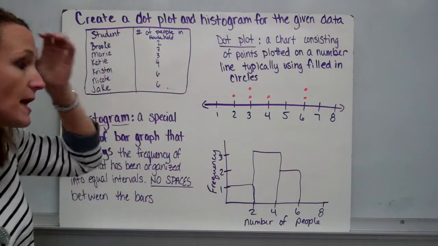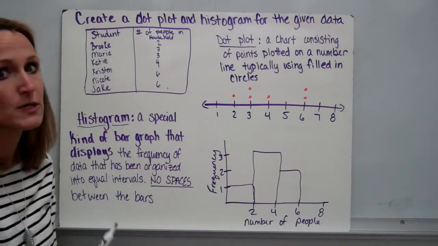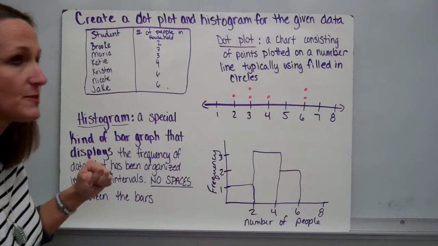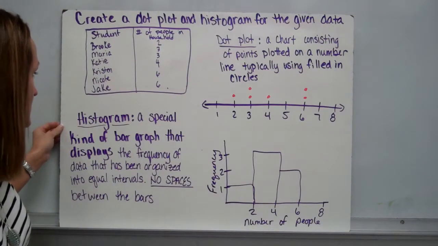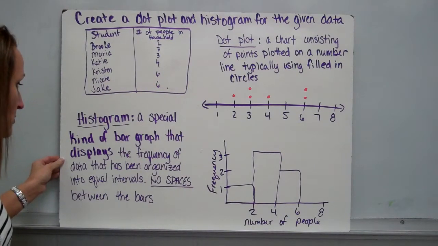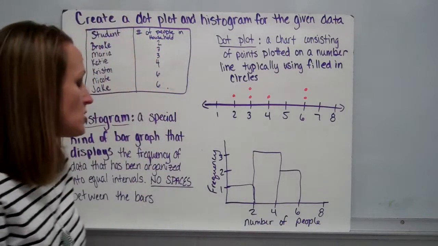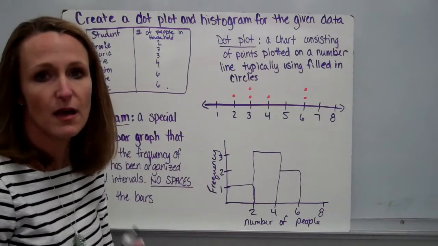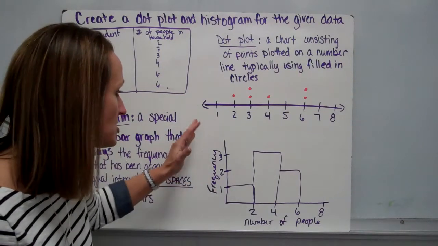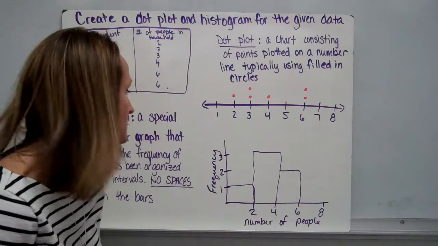Then I also asked you to make a histogram, and remember, in the last video I talked about a histogram being like a bar graph, but there are no spaces. A histogram is a special kind of bar graph that displays the frequency of data that has been organized into equal intervals. No spaces between the bars. So instead of labeling this with specific people's names like you would have in elementary school, I just put frequency on my y-axis and number of people across the x.